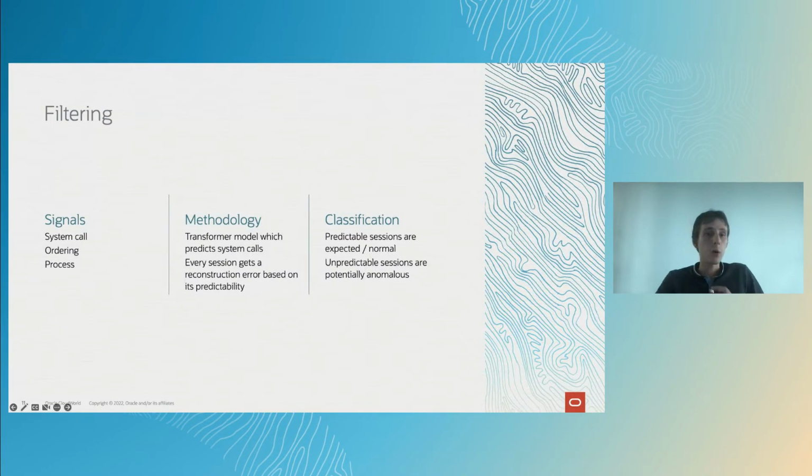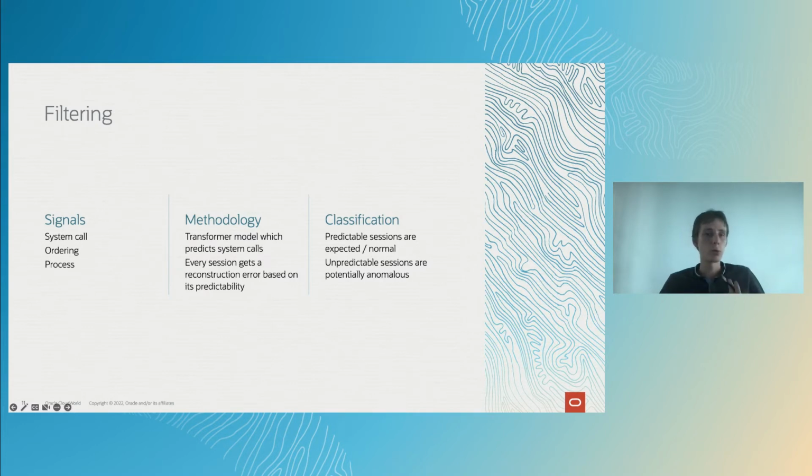All right, so how exactly do we do this? So, more implementation details. We've decided to take just a few pieces of information from the data to keep this simple, to keep this fast. What we've taken is some system call information of the session, some kind of ordering information, and some kind of process information. And then we pass it through a transformer model.